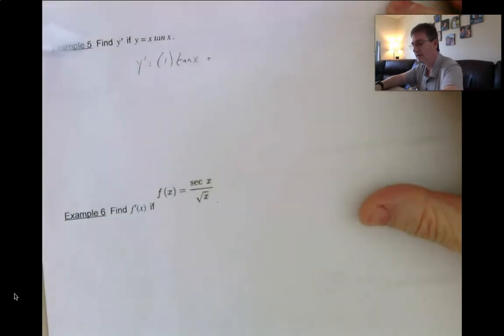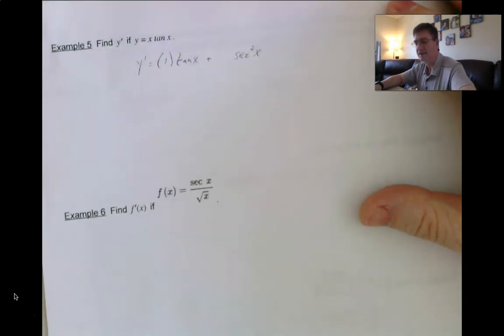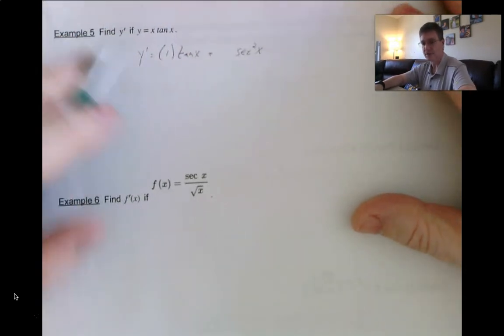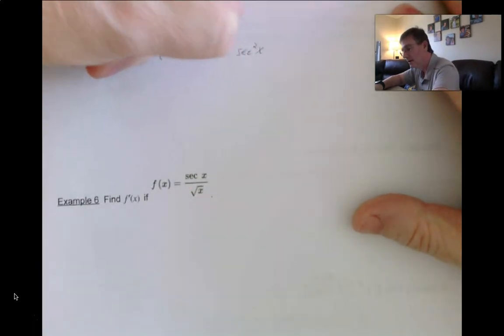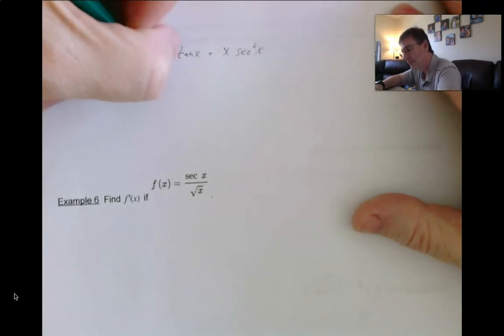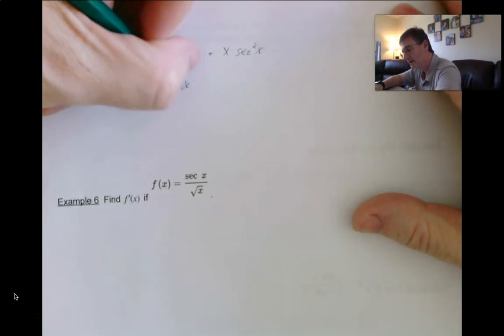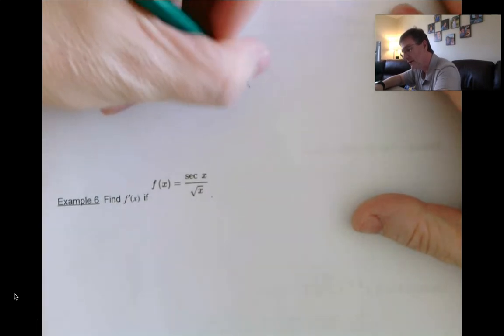So the derivative of tangent of x, derivative of the second, is secant squared of x times the first. And I'm going to write the first up in front so it doesn't get confusing. Okay, and the rest is just writing it up to clean it up. Tan x plus x secant squared x.